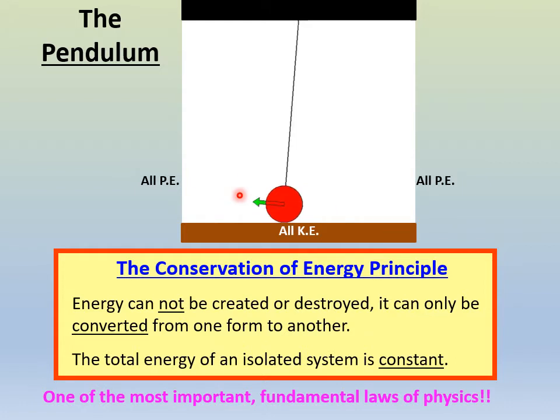However, what we see in this demonstration here is that even though the amount of energy is the same, the type of energy is constantly changing. So energy can be converted from one form to another. It just can't be created or destroyed. So this conservation of energy principle is arguably one of the most important and fundamental laws in all of physics.